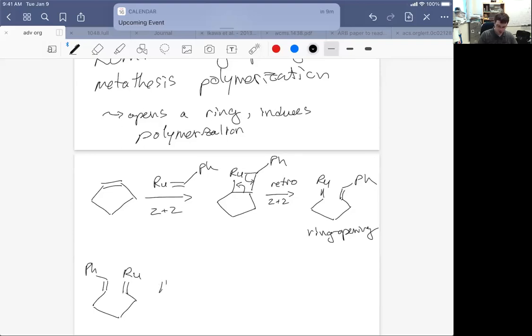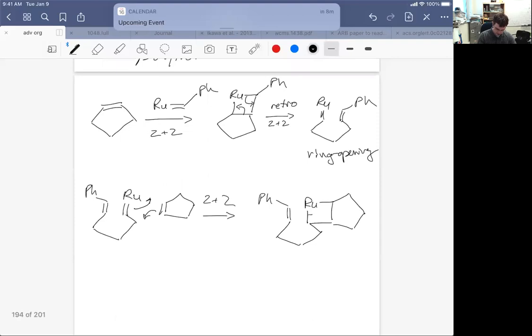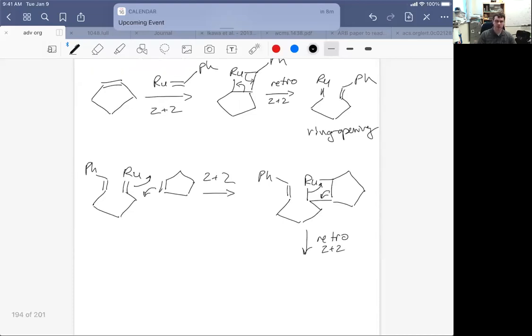So what we can do is add another cyclopentene, which is just floating around. We could do another 2+2 cycloaddition to make another, let's see, phenyl. That alkene's still there. Ruthenium. Then we can do another retro 2+2 reaction going this way. So we've not only ring opened this second ring, but we've taken our double bond from our first ring and put it into the double bond of the second ring. And the product looks like this.